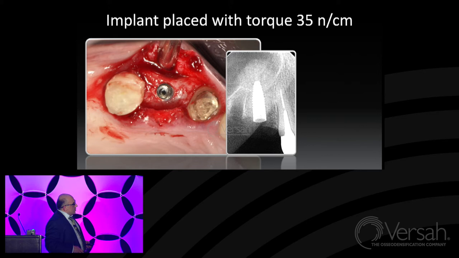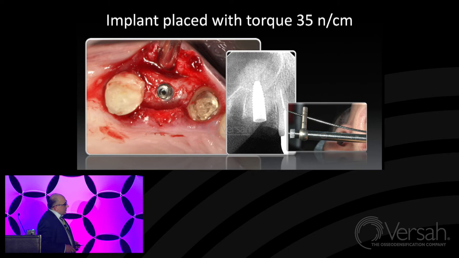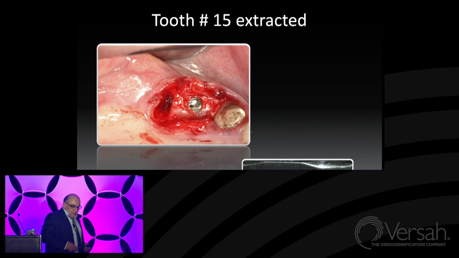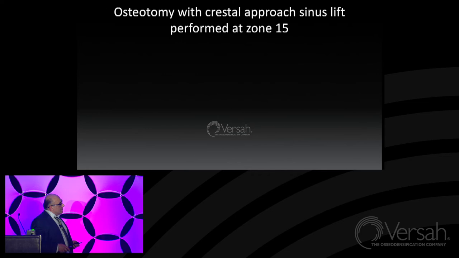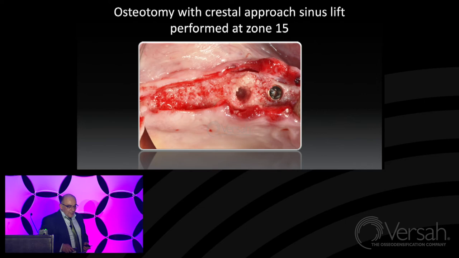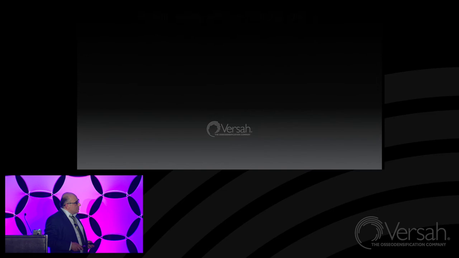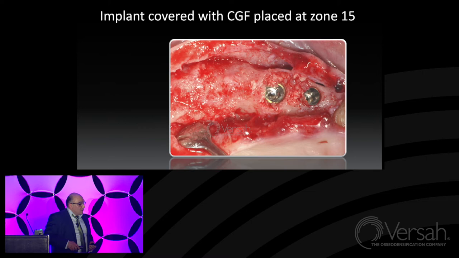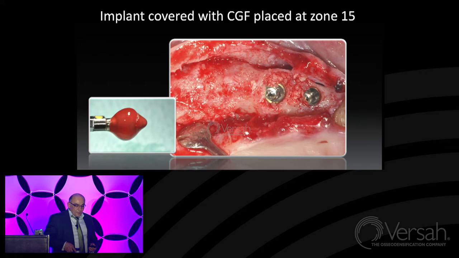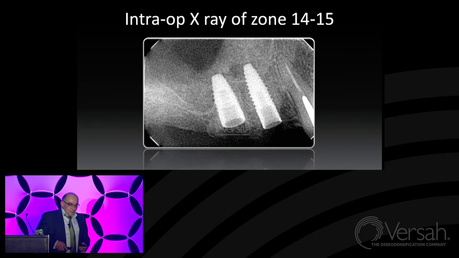Then we go to the zone of the second premolar. Extract the tooth, and perform, here it is, our crestal approach sinus lift. You can see the membrane of the sinus here and the grafted socket. Once again, we take our CGF, cover the implant and place it in the zone of the second premolar. Here it is. Then we make a control intraoral X-ray, and we see the bone which we grafted using Densa drills. This is crestal approach sinus lift using Densa drills, and it works phenomenally.